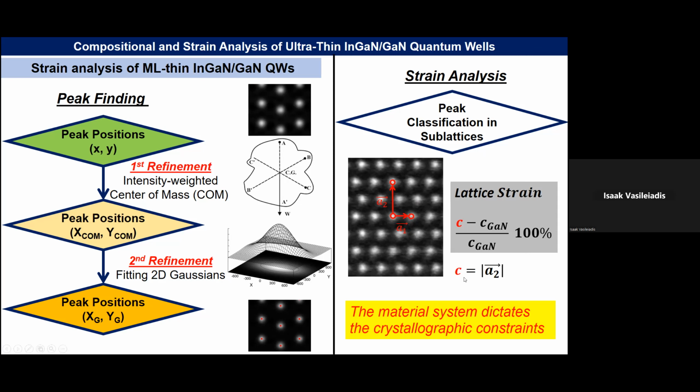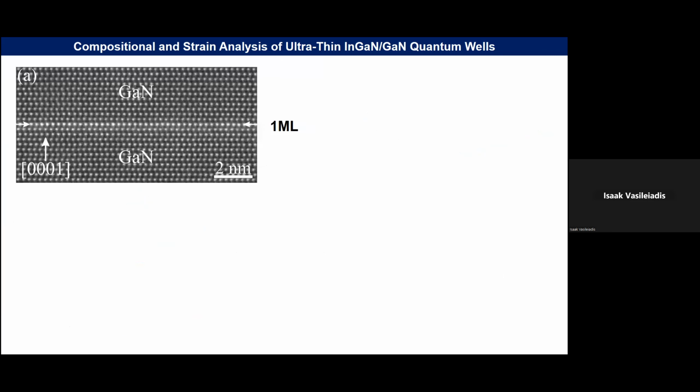We have here the A2 vector, this value is equal to the cell lattice, and we determine the lattice strain using this math type. Of course, the material system dictates the crystallographic constraints, and in each case, we have to take into account the crystallography of the system. And now let's see how we can perform peak finding in an experimental high-resolution STEM image.